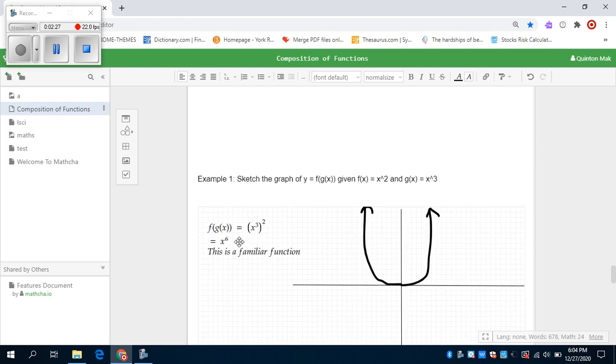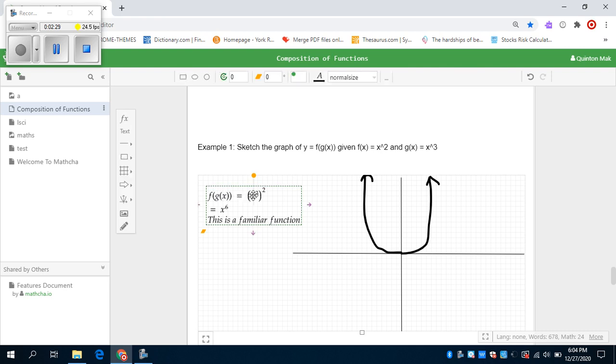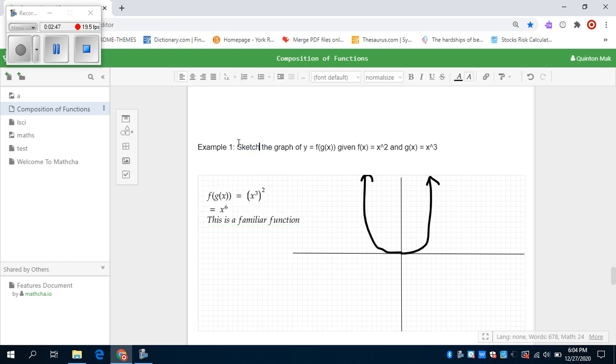So we use the algebraic method and sub in x to the 3 into x to the 2 to make a composite function. It equals x to the 6. This is a familiar function from like unit 1, and looks similar to this. You can sketch exact values, but I don't really care.